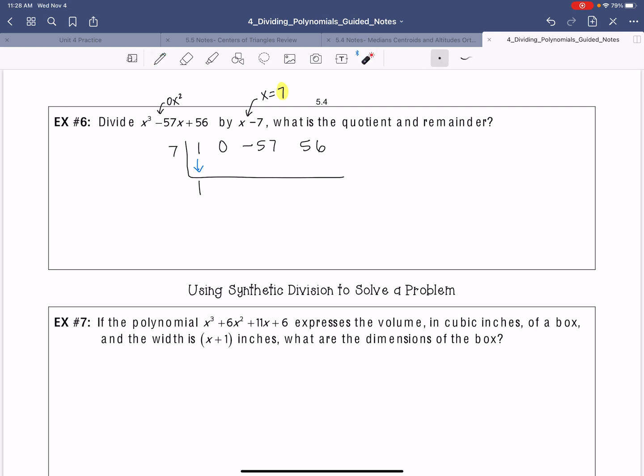And then remember, it's going to be a multiply, add, multiply, add, multiply, add. So now we're going to do 1 times 7 gives me 7. Add those together. 0 plus 7 is 7. 7 times 7 is 49. Negative 57 plus 49 is negative 8. Negative 8 times 7 is negative 56. Negative 56 minus 56 is 0. Last one is always your remainder. Put it in a box.